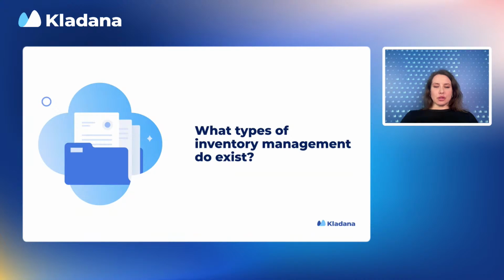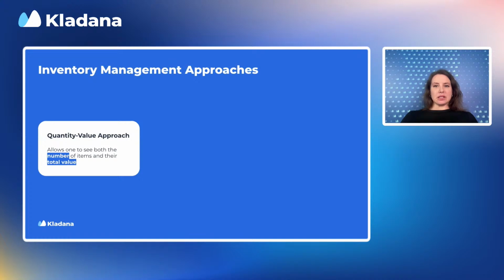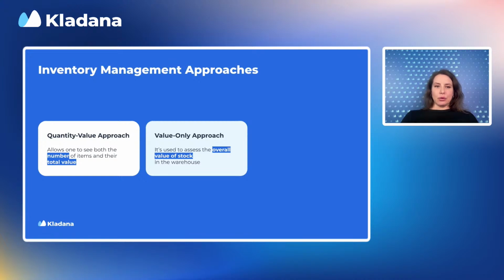Also, let's talk a little bit about what types of inventory management exist. Each type of inventory management serves a specific purpose. The first one is the quantity approach, when you just count items, like kilos or pieces, and you don't think about prices. The second one is the value-only approach, when you calculate finances and costs, but you don't deal with quantity.